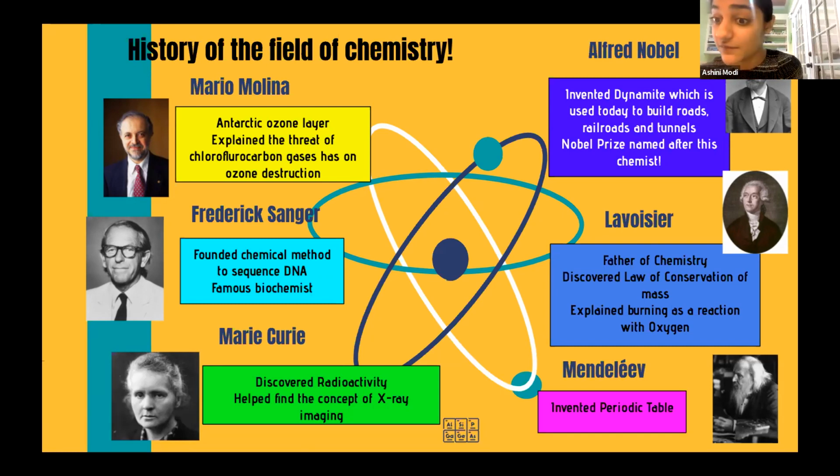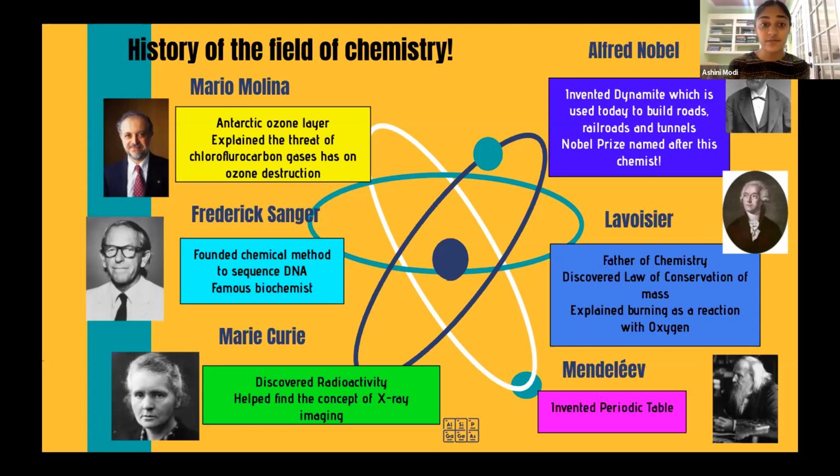You have Lavoisier, who is the father of chemistry. He discovered the law of conservation of mass, which is that mass cannot be created nor destroyed, which is a very important concept in chemistry. He also explained burning as a reaction that happens with oxygen. So whenever you have a fire that you're building, the one thing that's really causing that fire to burn is oxygen, and that happens in what's known as a combustion reaction.